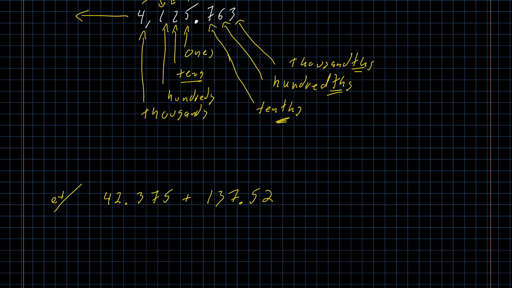Forty-two point 375 plus 137.52. Reading these numbers, the technically correct way of reading it would be 42 and 375 thousandths plus 137 and 52 hundredths. Pay attention to what I'm writing.